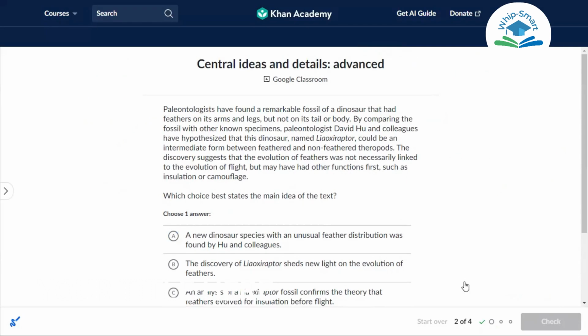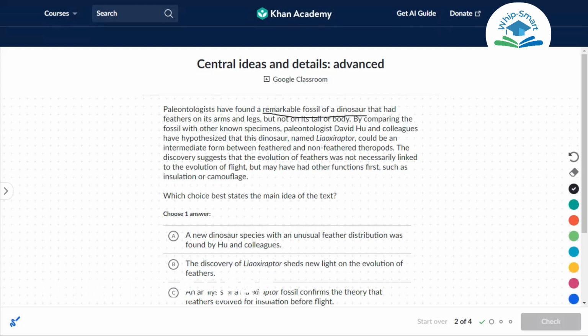So follow the same thing. First, let's work on the text, then the goal of the question, then we anticipate, and then we move on to the choices. Paleontologists have found a remarkable fossil of a dinosaur that had feathers on its arms and legs, but not on its tail or body. Then we have 'but', a contrasting linker. So anything that you are reading before 'but' and anything after 'but' have to be contrasting. So the feathers found were on arms and legs, but not on the tail or body.